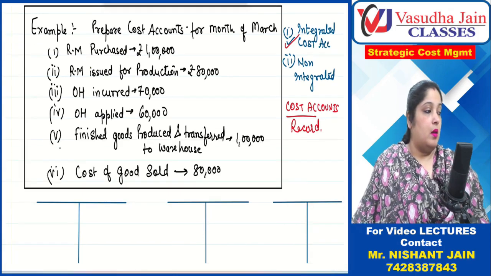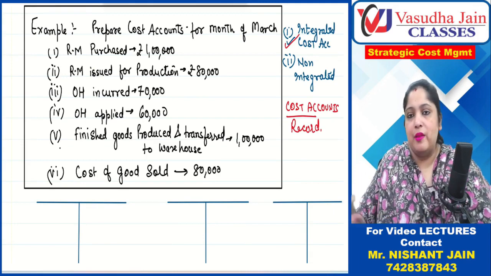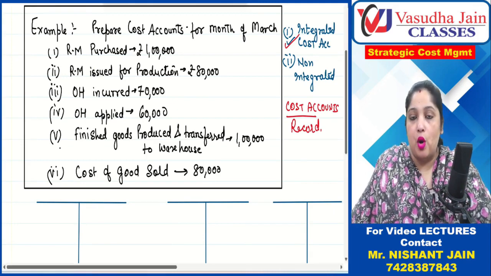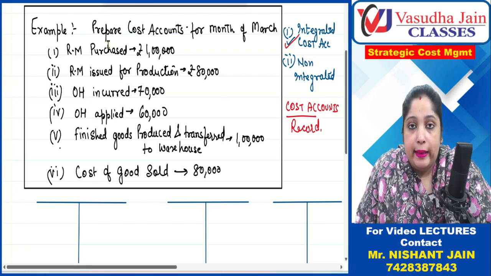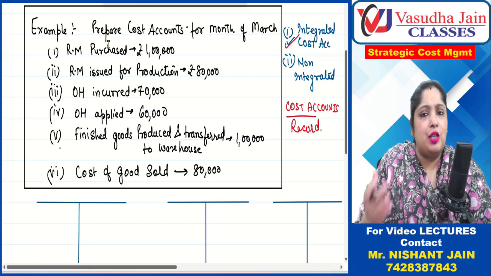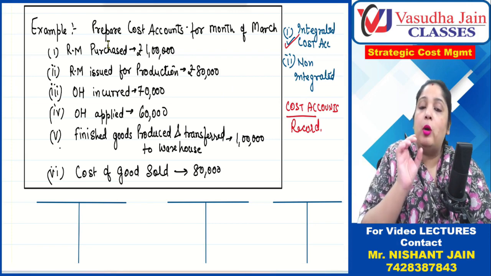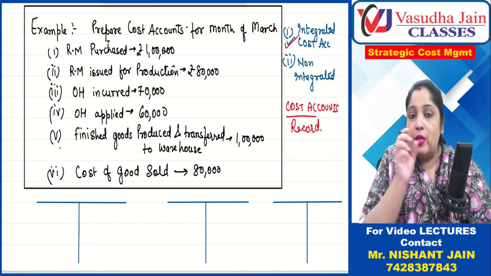If you are still not getting an idea, let us take this example. Please observe this example. This is a very small example to understand the cost accounts. I am going to prepare integrated cost accounts. That means I'm going to prepare cash account and debtors account as well, not only the stock movements which I'm going to show.